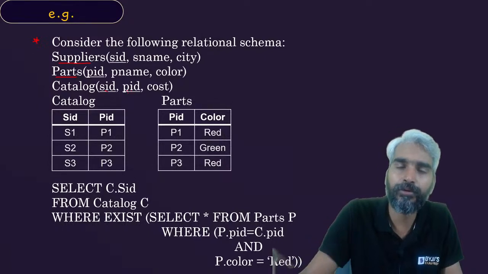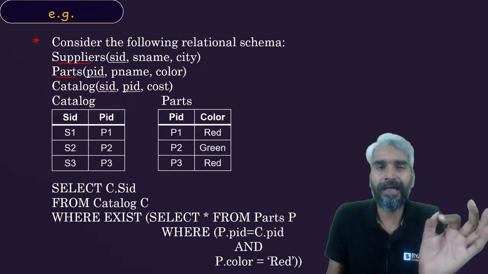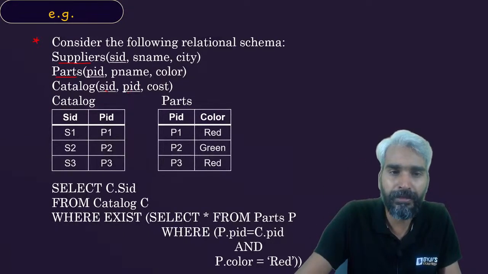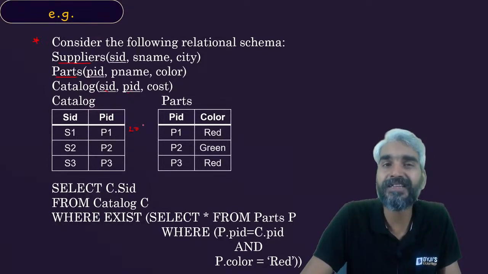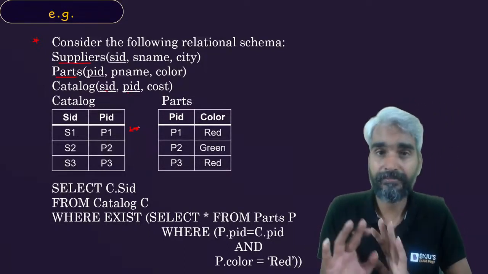SID and PID together are the primary key. Therefore, one supplier cannot supply the same part at two different costs. Otherwise, S1 P1 with cost, let's assume, 20, and another S1 P1 with cost 30, then S1 P1 will not remain unique, right?